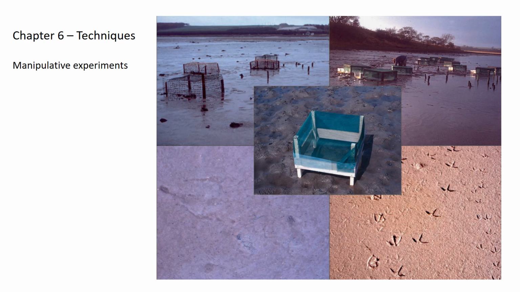We can also devise exclusion devices to exclude wading birds, and you can tell whether those have worked from the traces of wader footprints, for example, on the mudflat, which is what we see in the bottom right corner.